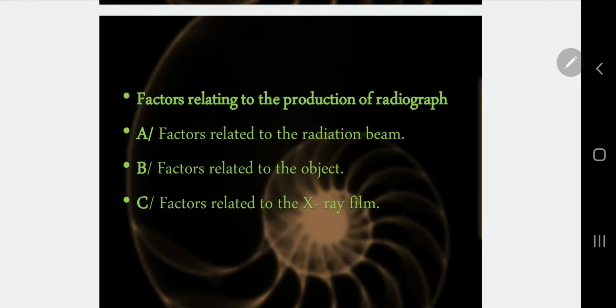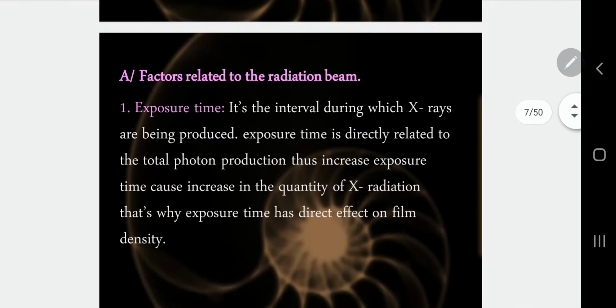Factors relating to the production of radiograph: factors related to the radiation beam, factors related to the object, and factors related to the X-ray film. Factors related to the radiation beam.